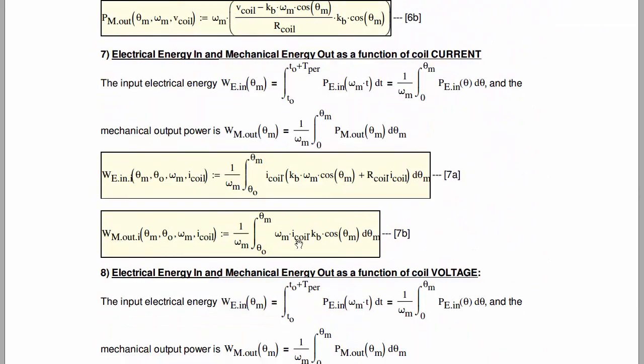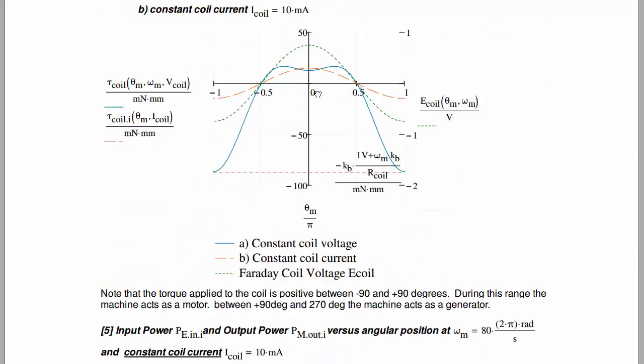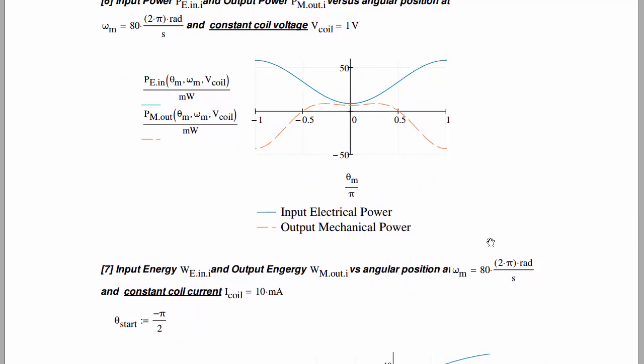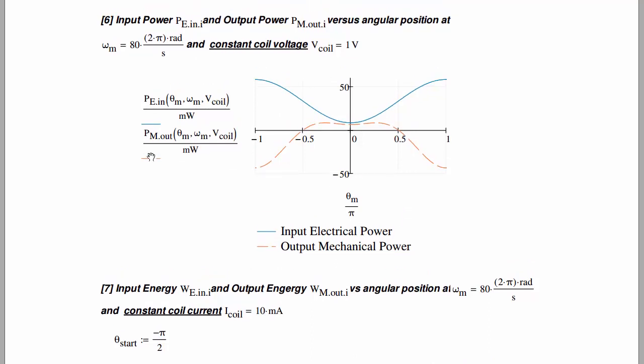Okay, so we're going to go to some of the results now and focus on how we can improve the power efficiency. So what we had noted last time, and what I'll hit on again here briefly, is in this plot we see the input electrical power, PE in, and we see the mechanical output power, PM out, here in blue, and these are a function of theta m, the position of the rotor coil. And this is normalized to pi, so we're talking about minus 180 to plus 180.